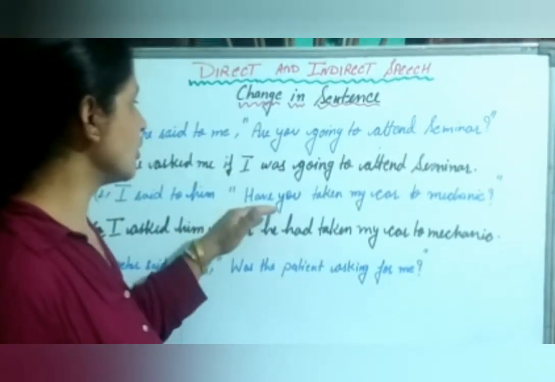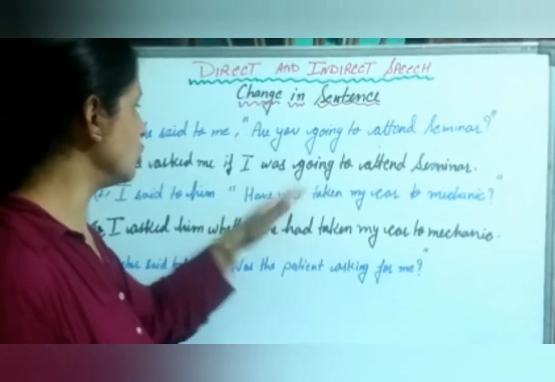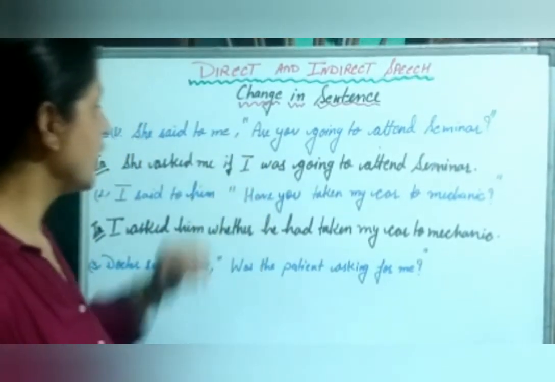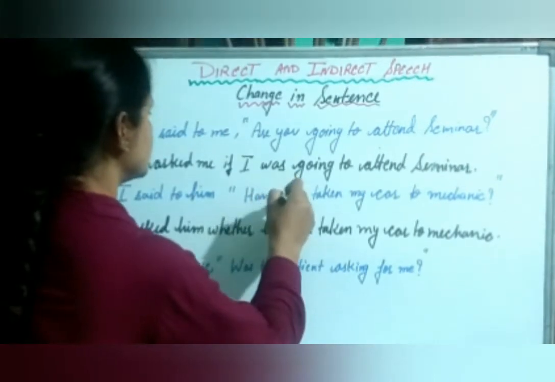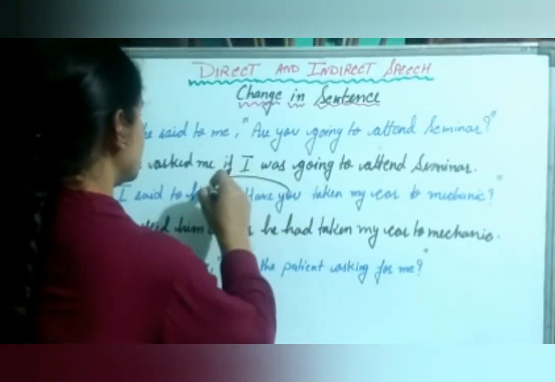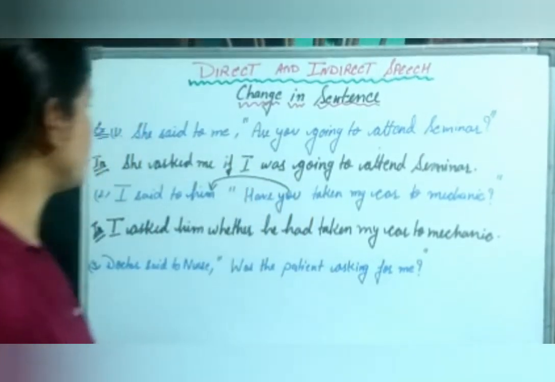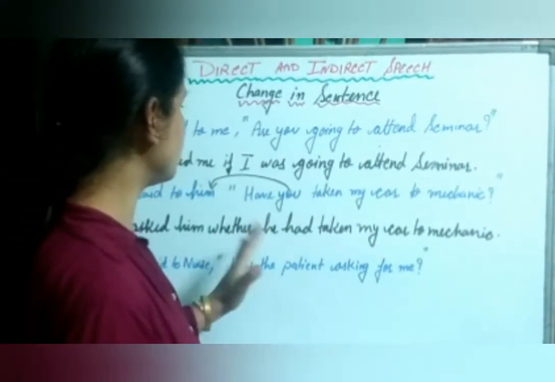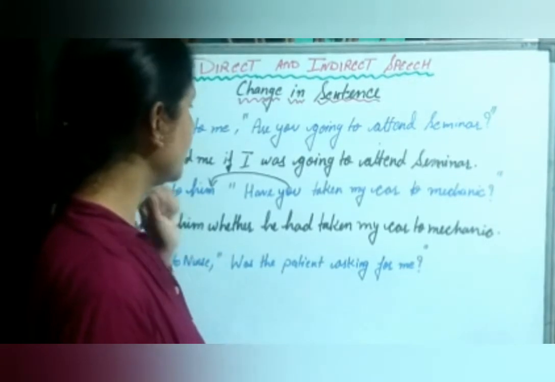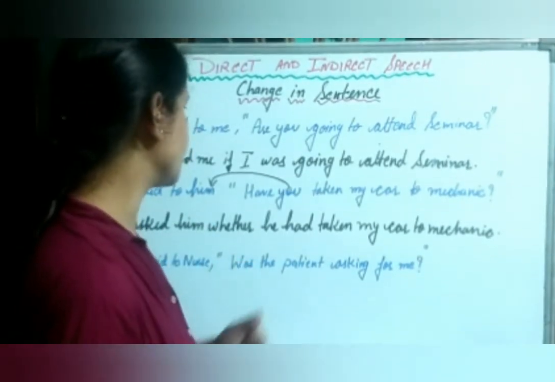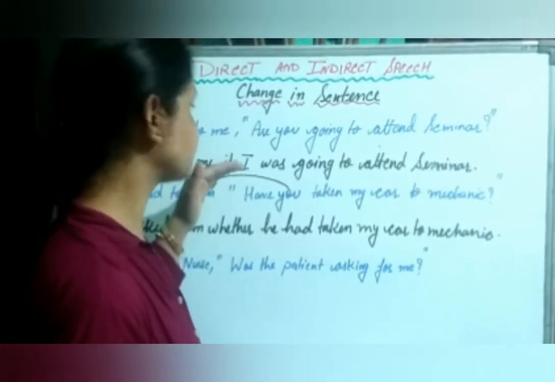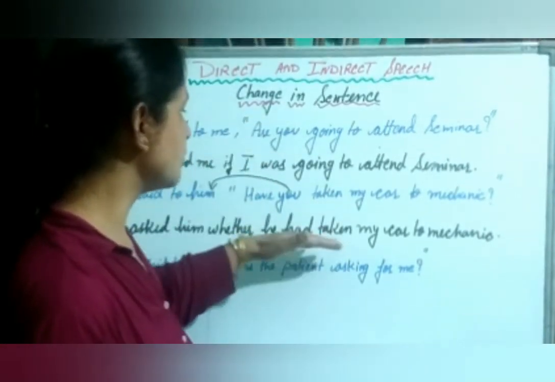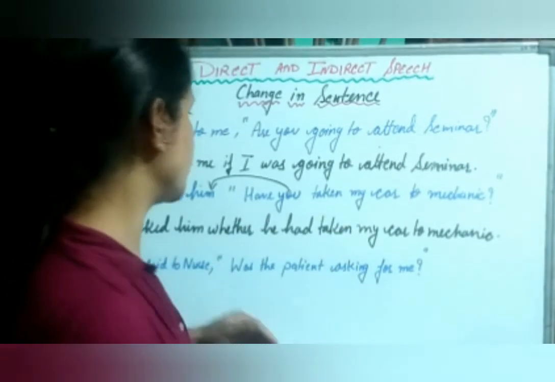The next change we are going to discuss here is that in "have you", this you pronoun, the second person pronoun, we have changed into he. Why have we changed this you into he? Because this is the object of the reporting speech. That's why we have changed the second person pronoun into he. Next is change in tense, as it is present perfect tense. So this present perfect tense we have changed into past perfect tense.